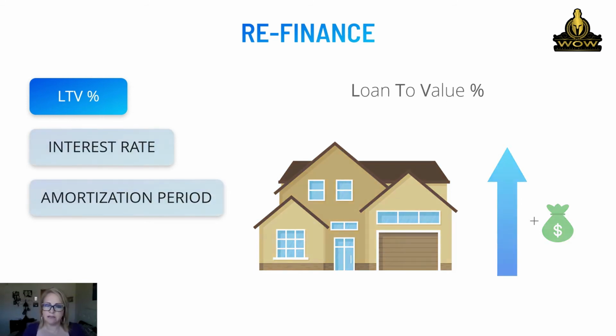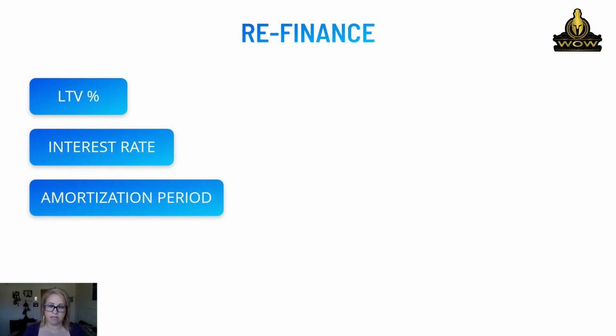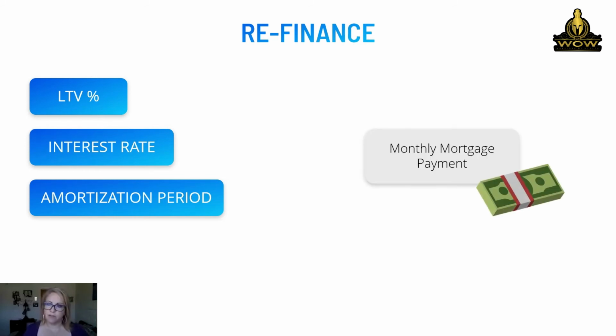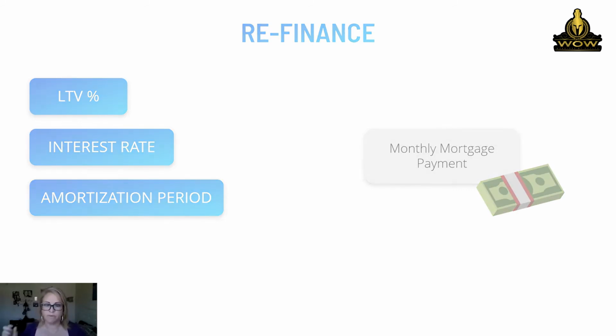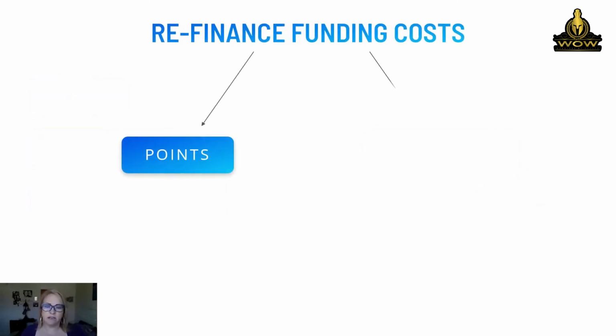All right, and then the other things that are going to impact this are the interest rate and the amortization period. So same as it was on the straight purchase, the loan to value percentage is going to drive the loan amount. You have your interest rate and your amortization period, and those create the monthly mortgage payment, once it's performing. The other thing to take into account is what are the refinance funding costs, right? You've got the initial loan, but you're going to be getting a new loan when you refinance, and that costs money. So you want to take those things into account.